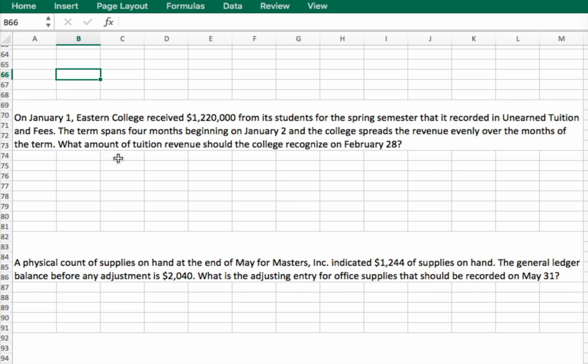Okay, so basically, if it's a 4-month term, February 28th essentially is the end of the second month. So we're going to look at half of the term being completed. If we spread it evenly over the whole term, we're just talking about half of this revenue. So half of $1,220,000 is $610,000.